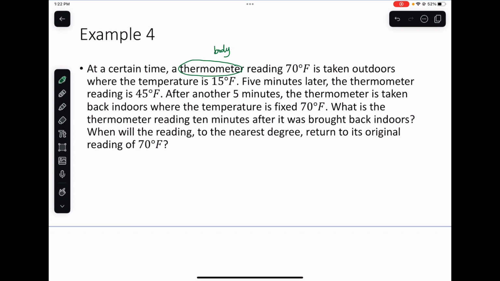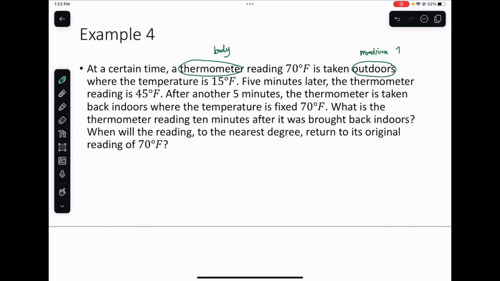And then it is taken outdoors where the temperature is 15 degrees centigrade. So outdoors here corresponds to our first medium, medium number 1. So we have a thermometer. Initially it has a reading of 70 degrees Fahrenheit. And then it is taken outdoors where the temperature is 15 degrees Fahrenheit.